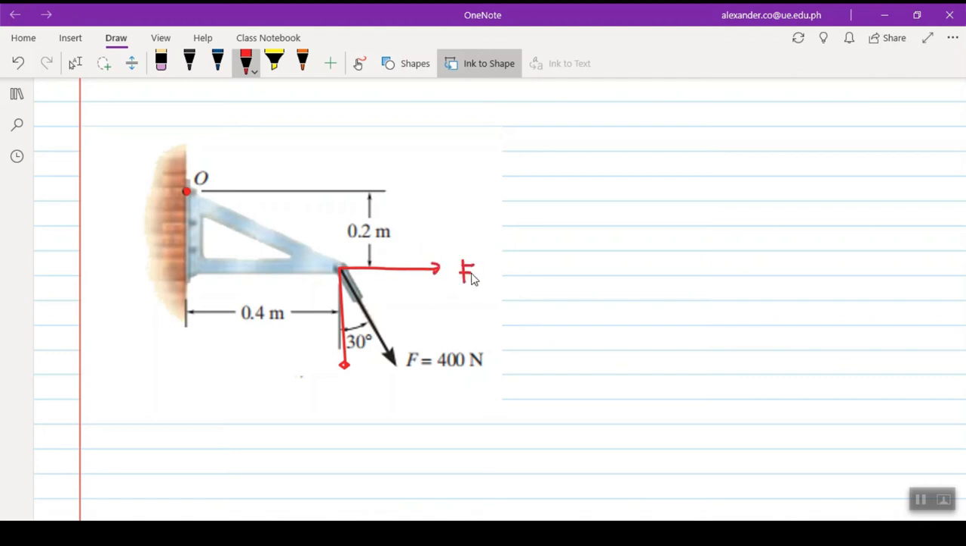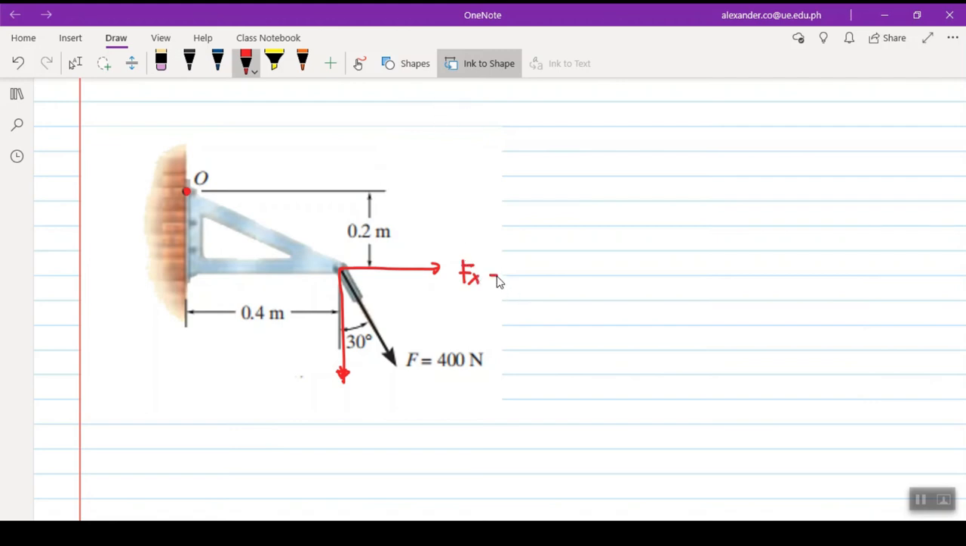Okay, so, ito yung f of x. Ito yung f of y. Oo nga pala. Doon sa unang problem, scalar lang ginamit natin. Hindi na ako nag-vector. Okay? So, siguro dito tayo mag-vector na lang. Pero, sabi nga ng libro, kapag two-dimension, coplanar lang, mas madali kapag scalar analysis kaysa sa vector analysis. Okay. So, yung second method ang gagamitin natin.